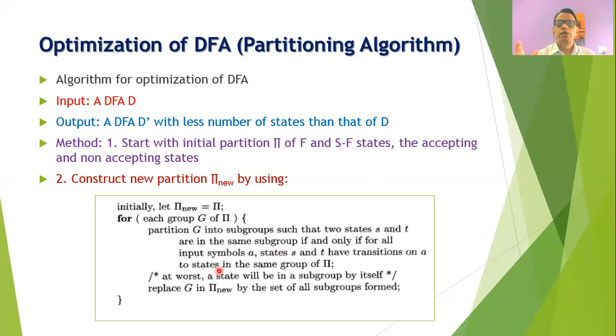That is, whenever we have been given a group, we will see how many states have a transition to different states from the states of the group on a certain input symbol. And if we find that they have transitions to other groups, then it is possible that we can divide this group into further subgroups. And now whenever we have the different subgroups, we will replace G in pi new by the set of all the subgroups that are formed.